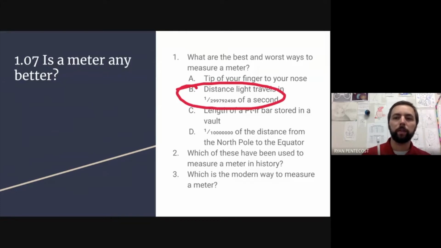Now, the reason that we like this definition is that it has nothing to do with planet Earth or any properties of planet Earth. It has nothing to do with a human's arm. It has nothing to do with some bar that we made, and we're humans, we're going to make error. So all of those bars are probably going to deviate ever so slightly. And it doesn't have to do with the changing planet that we live on.